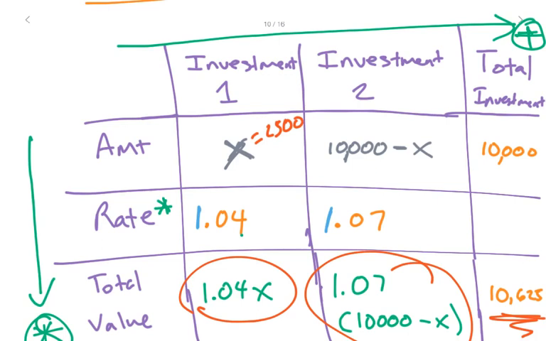Which means that this other one has to be 7,500, right? Because they have to add up to 10,000, right? 25 plus 75 is 100. So there you have it. That's all there really is to it.